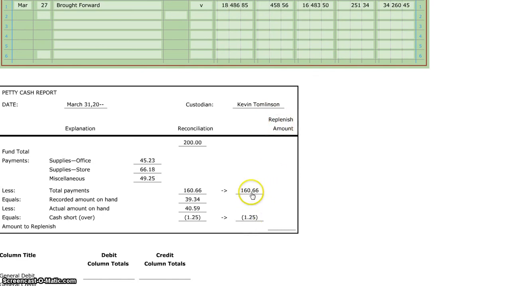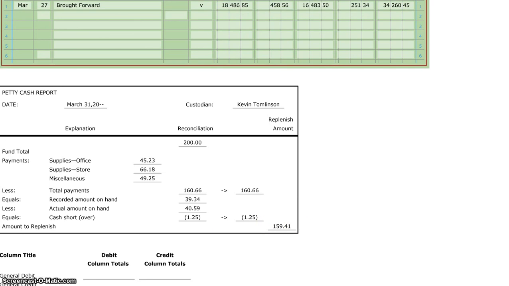Well, it's very simple. We just take these two numbers and we add them together. Now, this is a positive number. This is a negative number. So, in fact, instead of adding it up, we're actually subtracting because this is a negative number. And we should get $159.41.